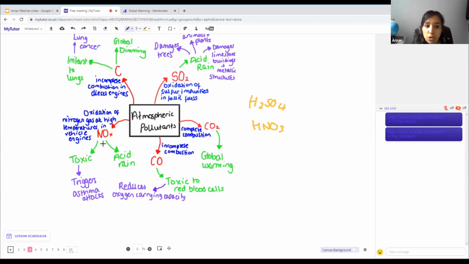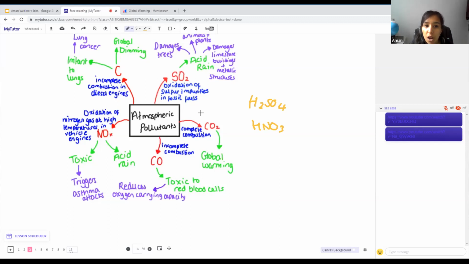The difference with nitrogen oxides is that they are also toxic to humans. Specifically, they trigger asthma attacks. So they can be irritant to our lungs, not because they're particles, they are gases, but if we inhale them, they can trigger asthma attacks in people that are prone to asthma or have asthma, because they can be one of the particles that are irritant to them or cause their asthma attacks.